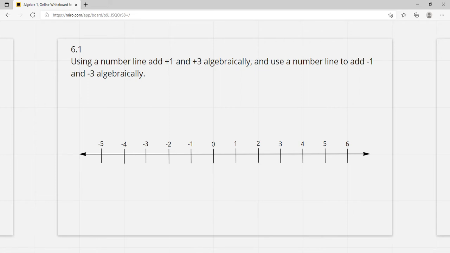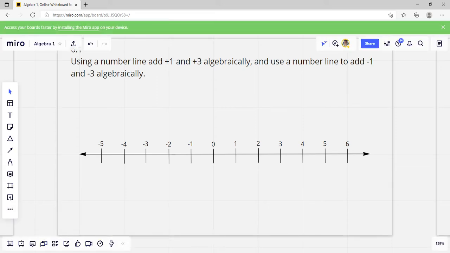This one says, using a number line, add positive 1 and positive 3 algebraically, and use a number line to add negative 1 and negative 3. So first we'll start with positive 1, positive 3. And this may look confusing when we write positive 1 plus positive 3, like that, but it's just the same. It's just 1 plus 3, right? All these extra positives and negatives, you can just get rid of them.